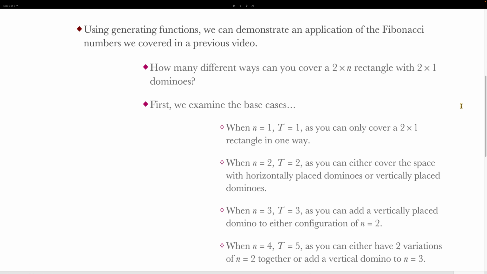Now, this seems like it's starting to build a recurrence relation of t sub n is equal to t sub n minus 1 plus 1. However, this is broken when you consider that when n equals 4, t equals 5, as you can either have two variations of n equals 2 together or add a vertical domino to n equals 3. Now, if any of these base cases are confusing to you, try writing out every configuration for n equals 1, 2, 3, and 4 by hand on a piece of paper with a pencil, as there are only 11 configurations, and it'll make understanding the rest of this proof much easier.